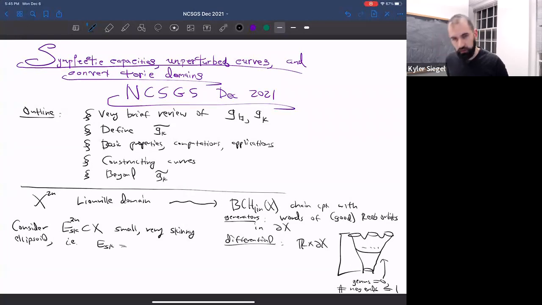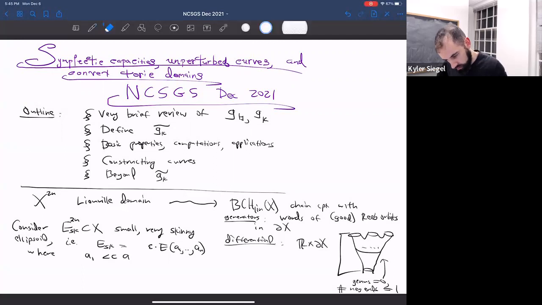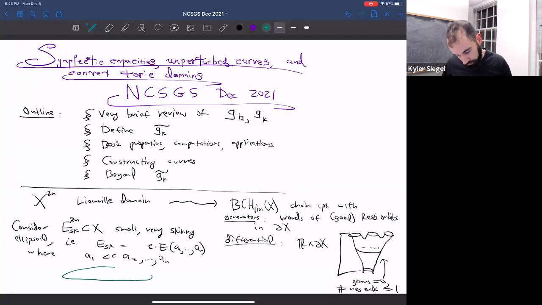So E skinny, you can think of as just some 2n-dimensional ellipsoid with area factors a1 up to an, and then maybe some small scaling, so I'll put an epsilon here. And the skinniness condition is that the first area factor is much less than all the other area factors. So you can think of the skinny ellipsoid as being like this long cigar.